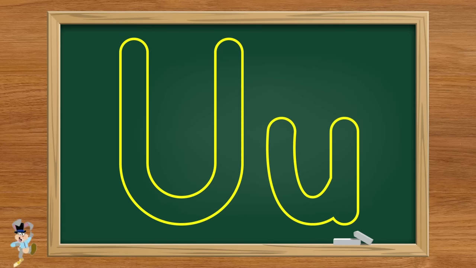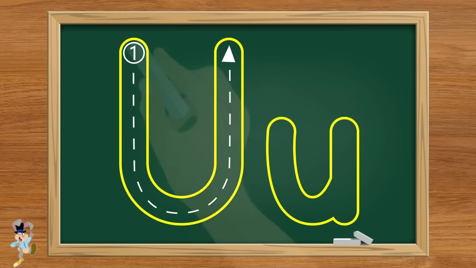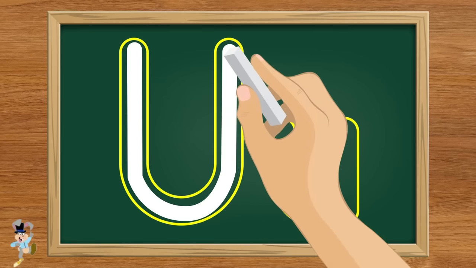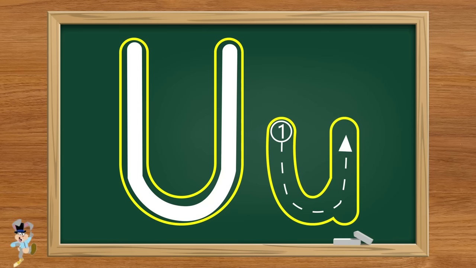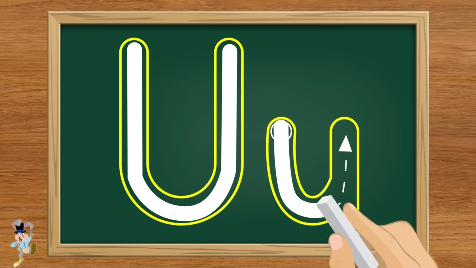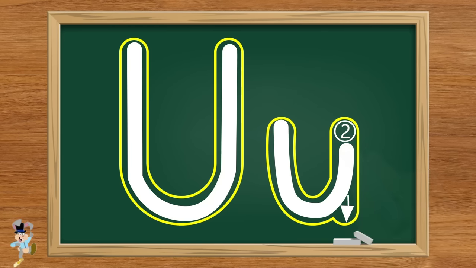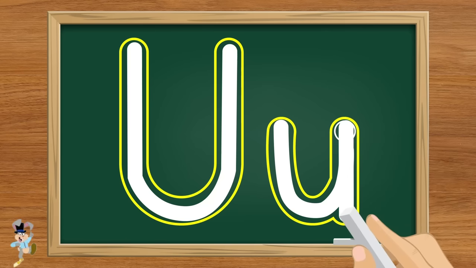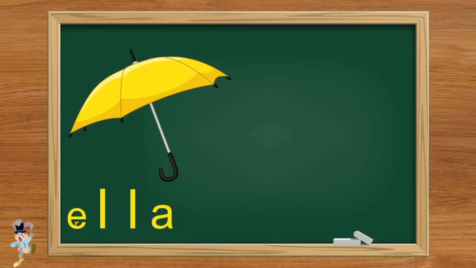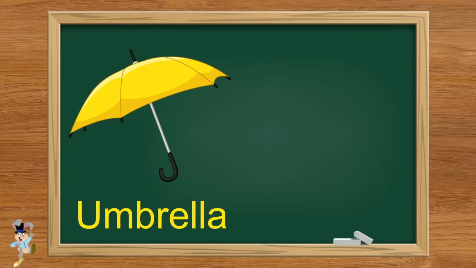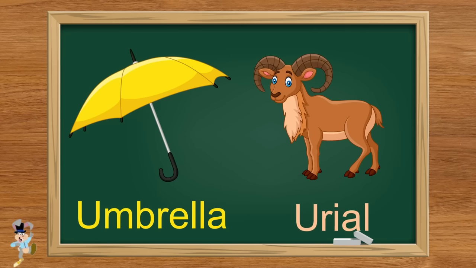Let's learn how to write the letter U. U is for umbrella. Oriole.